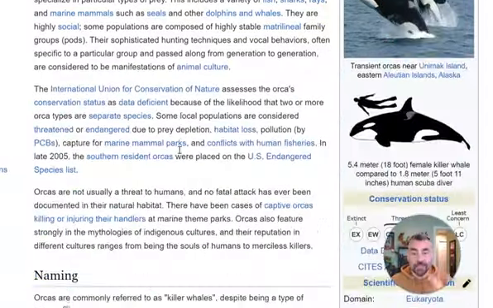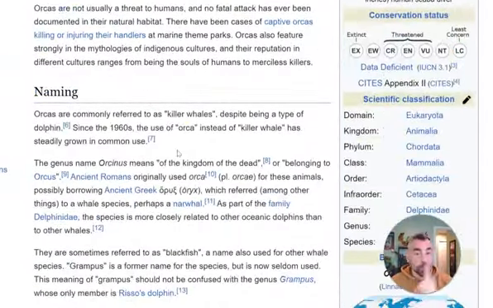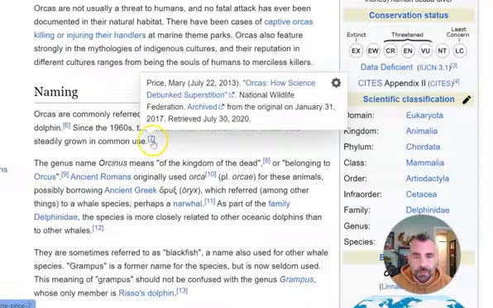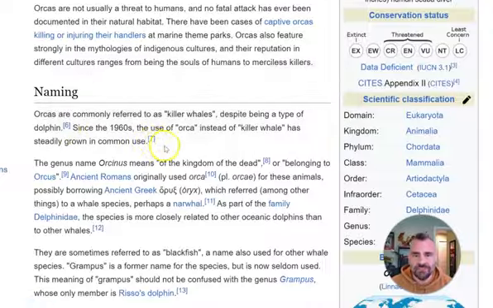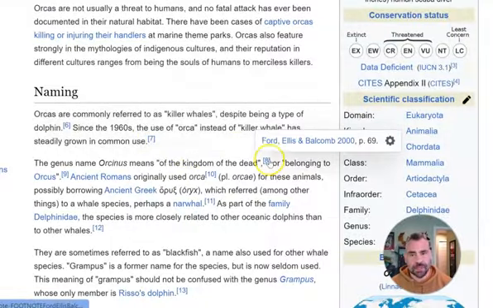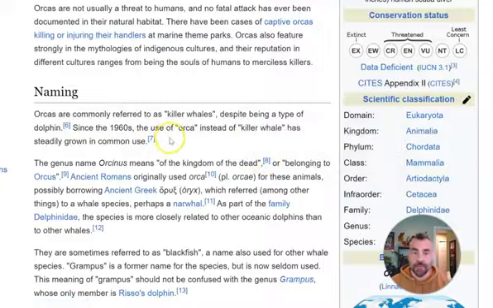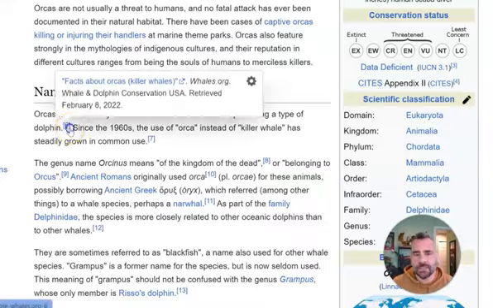As I read it and learn about orcas, I would notice all of these little numbers. They're like footnote numbers, but they're different. They link to the bottom of the page. So right here, this one, naming: orcas are commonly referred to as killer whales, despite being a type of dolphin. So, cool information. If you put that in your essay, it'd be a good thing to cite, right? But are you going to cite Wikipedia? No. Instead, let's click this little number 6.